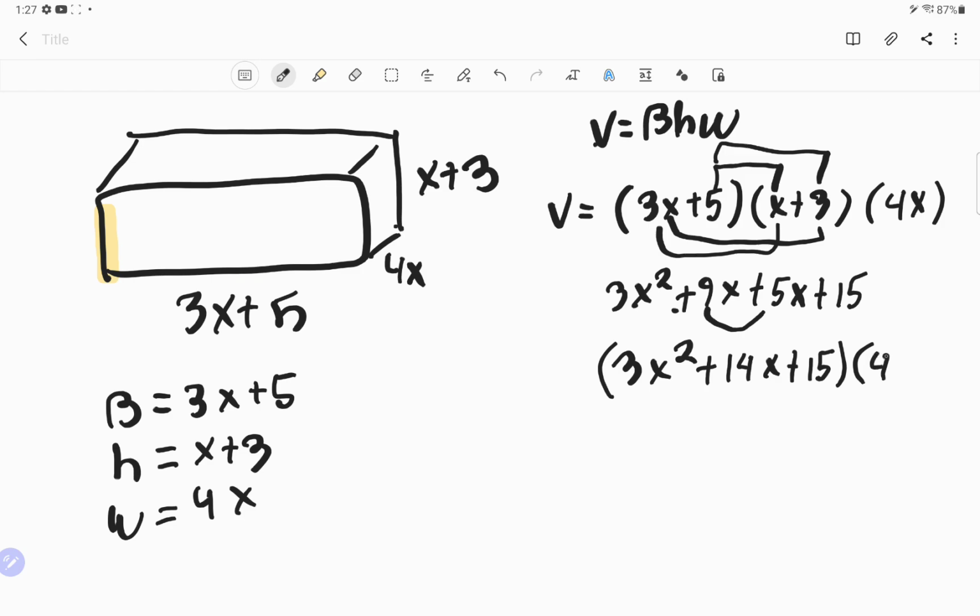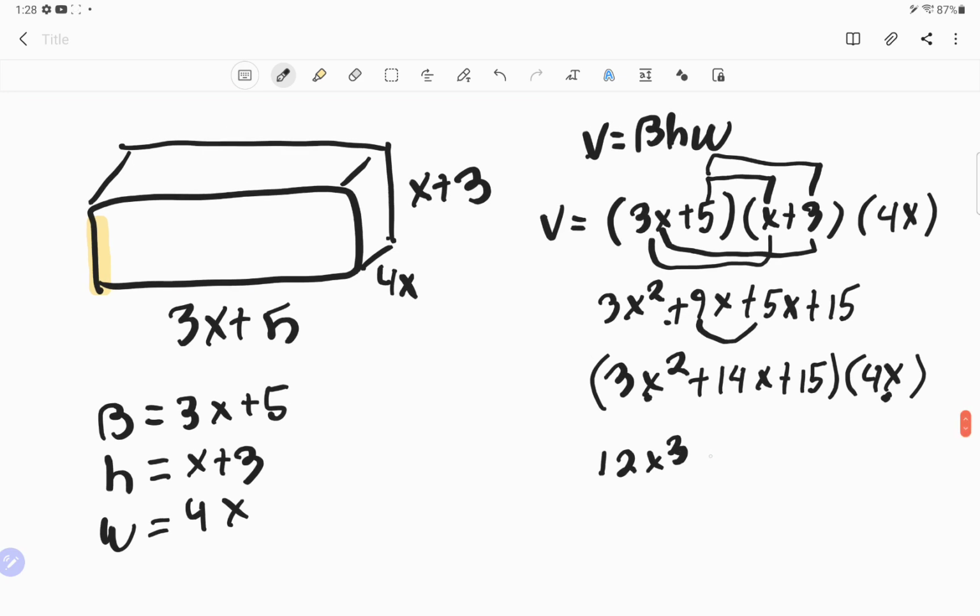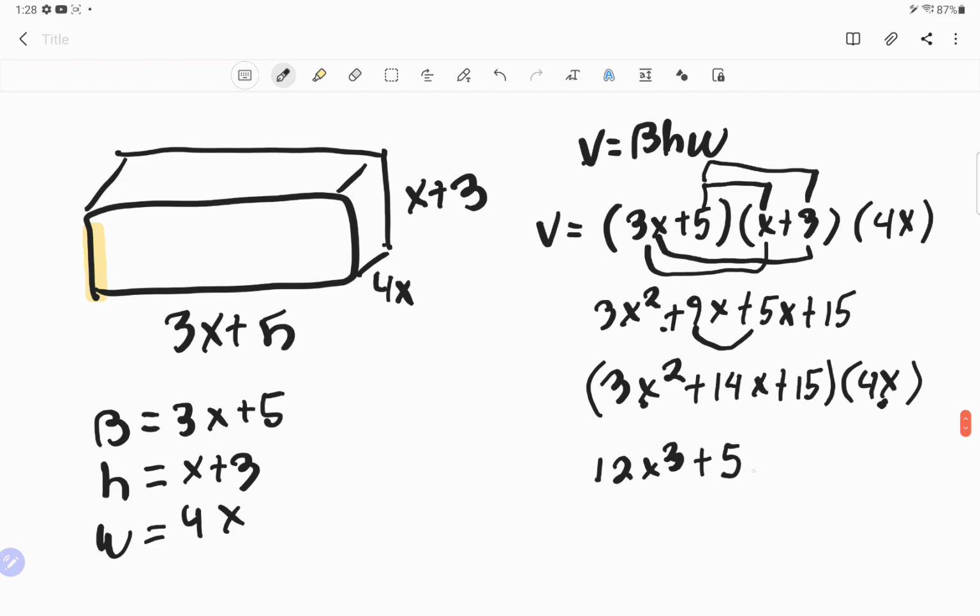I still need to multiply by the 4x and everything. So my final answer should be 12x squared. No, cubed, right? Because we're multiplying by this, and both of them have an x. And then plus, what's 4 times 14? It's going to be 56x squared. And finally, 60x. And that should be your final answer.